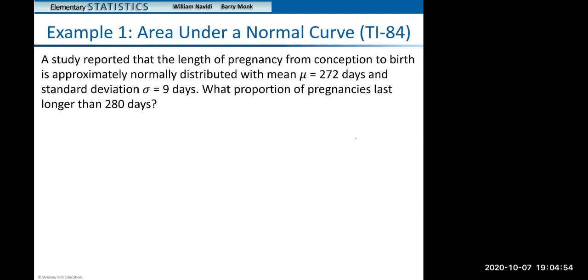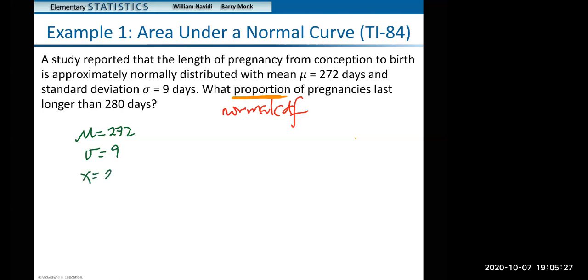All right, thank you. As you can see here, what proportion, I mentioned if you are asked to find the area, the probability, or the proportion, you have to use normal CDF. That's always the hint. No matter what, you have to use normal CDF. And then you have the mean and standard deviation here. Mean is 272 and standard deviation is 9 days, and your X is 280. I'm not going to ask you to use the formula x minus the mean over standard deviation, because you can just use a normal CDF.